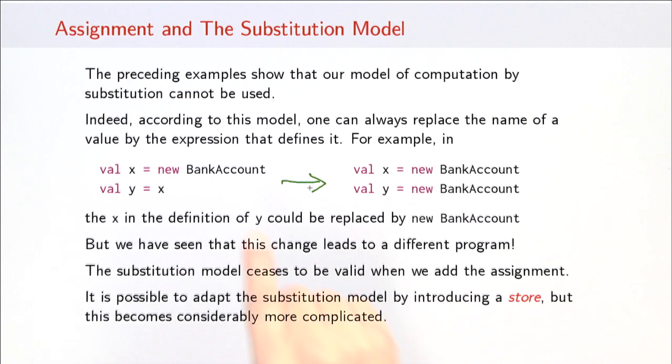But we have seen that this step from here to here, in fact, leads to a different program. So clearly going from here to here is not a valid step, and that means that the substitution model as a whole stops being valid once we add assignment to a language. It is possible to adapt the substitution model, for instance, by introducing a store that keeps track of all the references, but unfortunately this becomes considerably more complicated. So in the future we will say, with some regret, goodbye to the substitution model for all code that is not purely functional, and we will fall back on a more operational and sometimes intuitive reasoning instead.